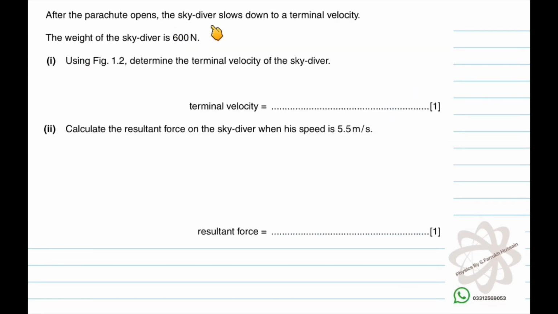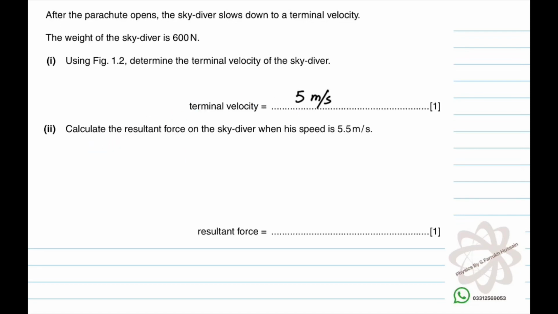After the parachute opens, the skydiver slows down to a terminal velocity. The weight of the skydiver is 600 Newton. Using figure 1.2, we determine the terminal velocity of the skydiver, and this terminal velocity is 5 meters per second, because of the graph which is given. At 5 meters per second, the air resistance is 600 Newton, and terminal velocity is the maximum velocity of an object when the air resistance and the weight are equal and there is no resultant force or acceleration acting on the object. So the answer will be 5 meters per second.